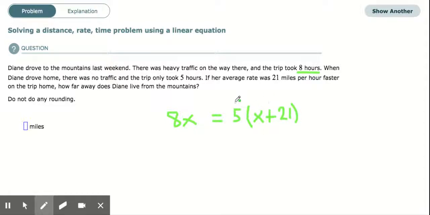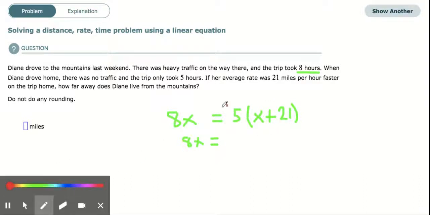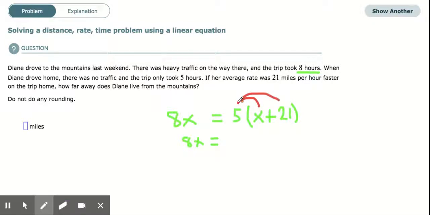And that makes sense, right? Because if it only took 5 hours, then you're obviously going faster than when it took 8 hours. So make sure if you're adding, it's going with the smaller number of hours. If you're subtracting, it would be going with the greater number of hours. So 8x equals, and whenever we have a variable in the parentheses, since we can't add these together, what we do is we distribute 5 times x and 5 times 21, which would give us 5x. Let's see, 5 times 20 is 100, and 5 times 1 is 5. So that would be 105.